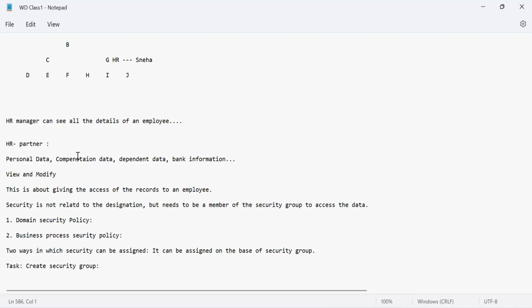In modify, you have delete also, is it? Modify means you can create, edit, delete, update, upsert. You can do anything.